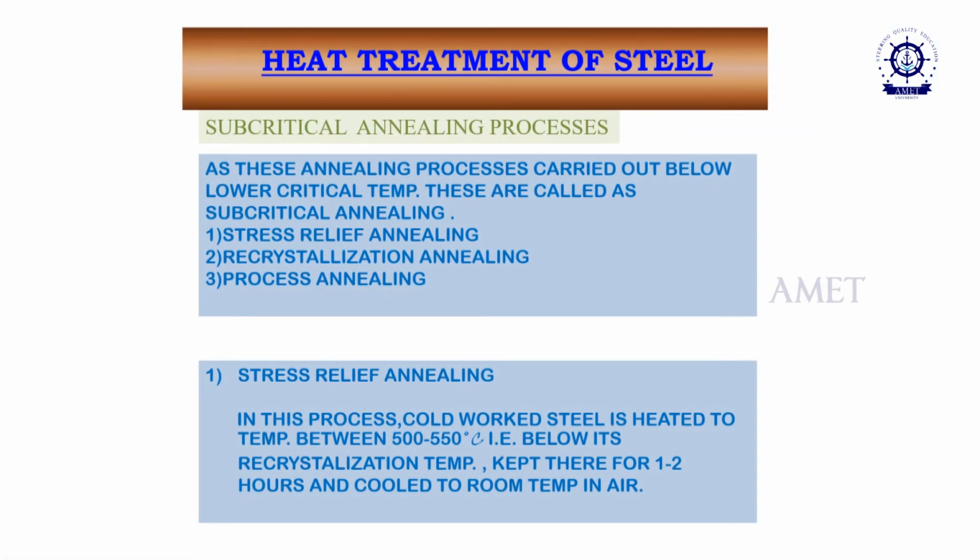First we talk about stress relief annealing. We heat the material to 500 to 550 degrees Celsius. At that temperature you maintain it for 1 to 2 hours, then cool down to room air condition. This stress relief condition removes the stress without affecting the hardness of the material.